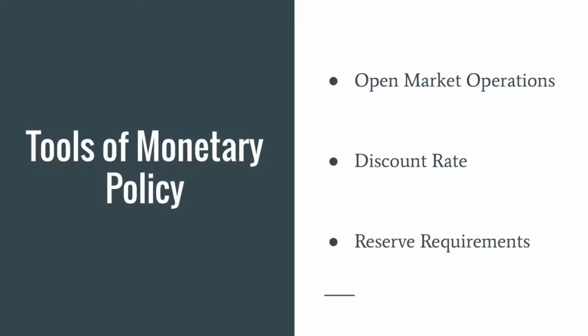The most frequently used tool is open market operations, the buying and selling of U.S. government securities. The discount rate, which is the next tool, is the interest rate charged by Federal Reserve banks to depository institutions on short-term loans. The last tool is reserve requirements, which are the portions of deposits that banks must maintain either in their vaults or on deposit at a Federal Reserve bank.